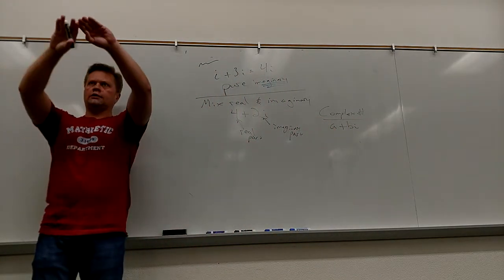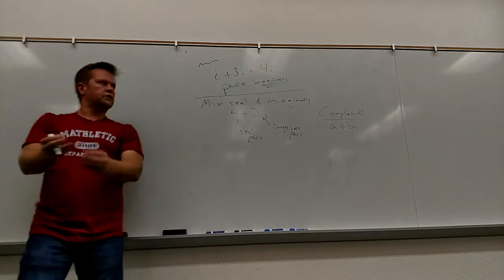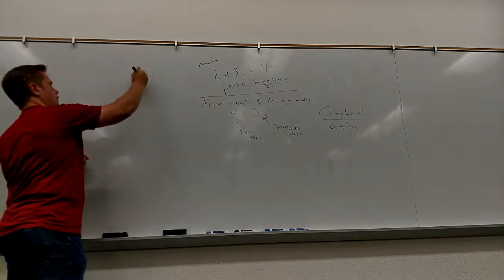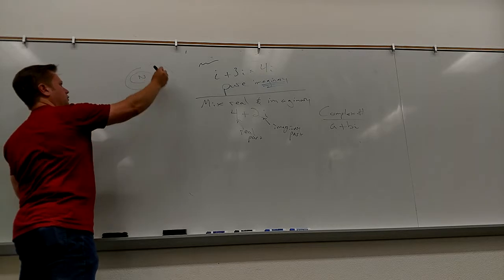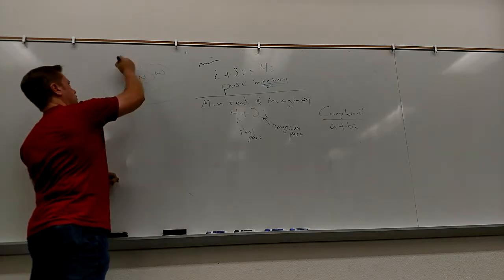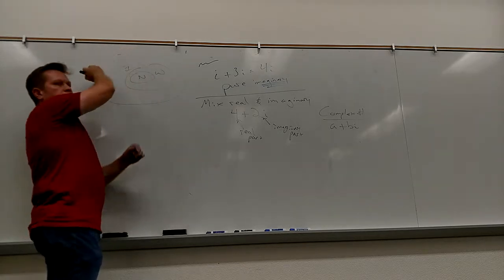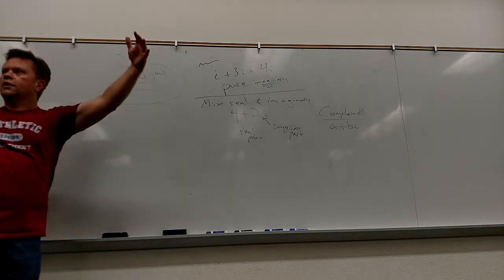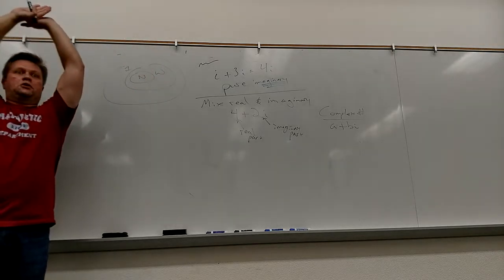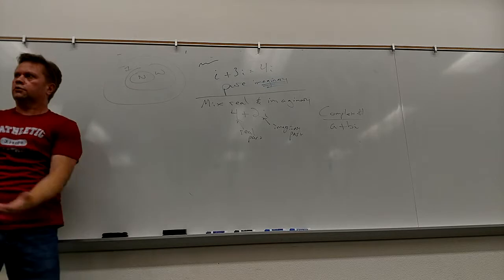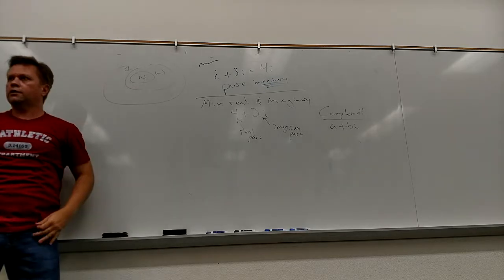So we just took our idea of real numbers. I don't know if I even drew this, but you have natural numbers, and then whole numbers, and then integers, and then rational numbers, and then real numbers, and now we made an even bigger circle around all that, complex numbers, because they include the pure imaginary ones.